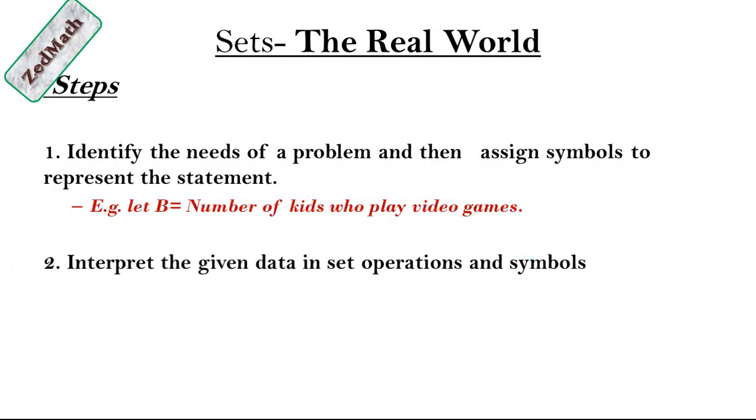Step 2, interpret the given data in set operations and symbols. This step requires one to use the given data. Let's say the information that has been given is there are these kids who like video games, and also they like, let's say, going to school. We can choose to use A union B or A intersect B depending on the statement, and we'll learn how to do so later. So this is what it means to interpret the given data in set operations and symbols.